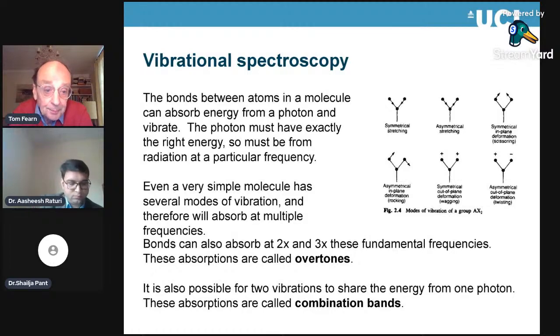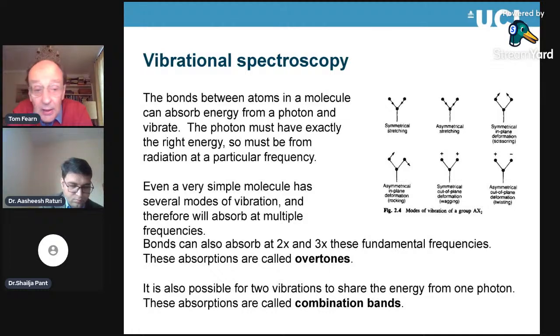And also there are things that are like harmonics in music. The bonds can absorb at approximately, not exactly because of some anharmonicity and things, at approximately 2 and 3 times the fundamental frequencies. So it can take the base level of energy or 2 or 3 times roughly. And those absorptions are called overtones.